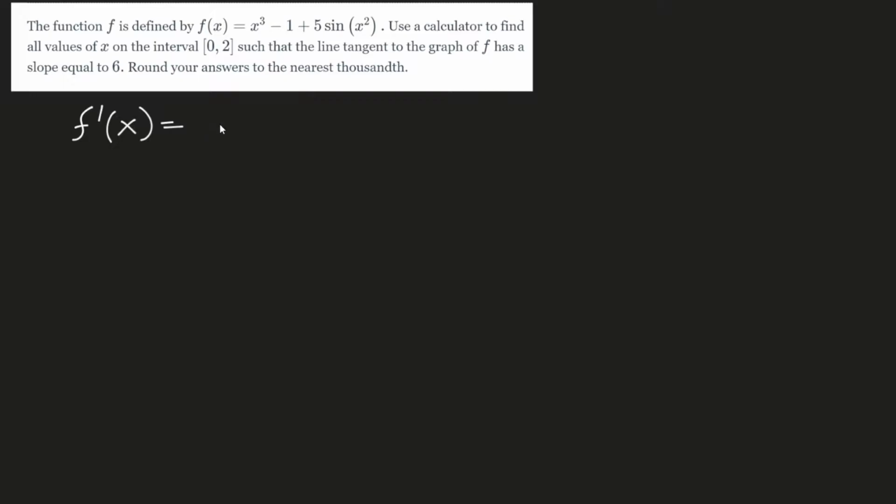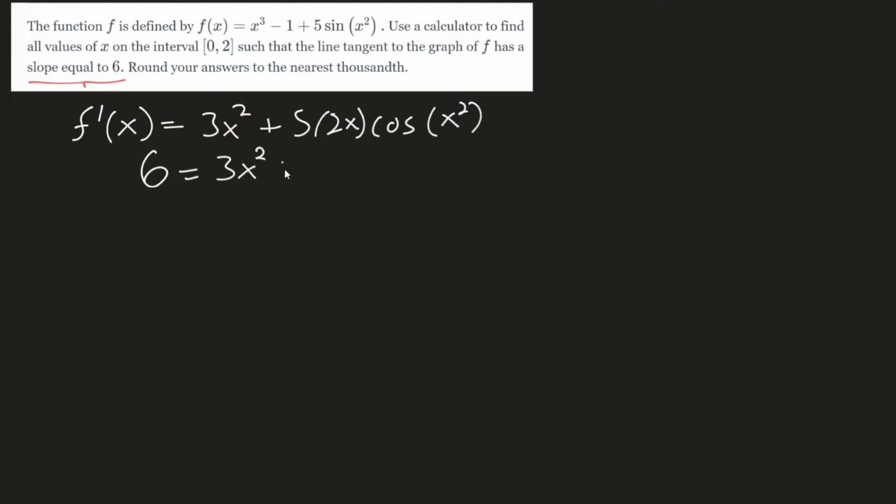f prime of x is equal to 3x squared plus 5 times 2x, the inner derivative in our chain rule, times the outer portion cosine of x squared. I'm going to go ahead and set this equal to 6. This is our slope equation, so set the slope to the value we're looking for, right? Slope equal to 6. So 6 is equal to 3x squared plus 10x cosine x squared.